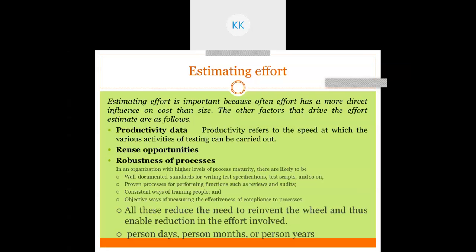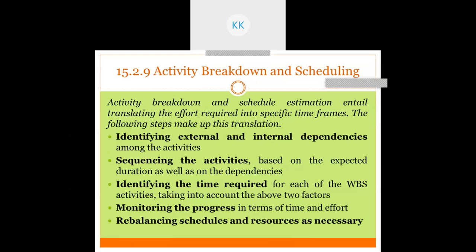Right? So efforts are measured, as I have already told you, in percentage, person months, or person years, sometimes in person hours. Then you need to break down activity. So, activity breakdown and scheduling: how you can break down a particular activity and how you can schedule it. The activity breakdown and scheduling estimation entails translating the effort required into specific time frames. The following steps make up this translation.